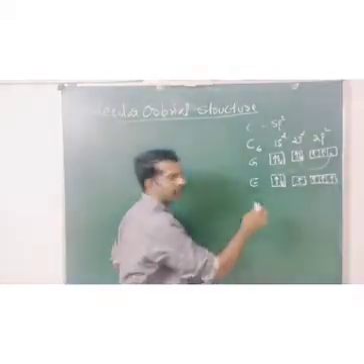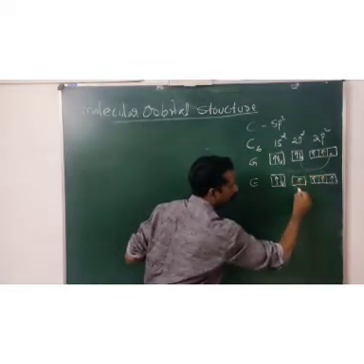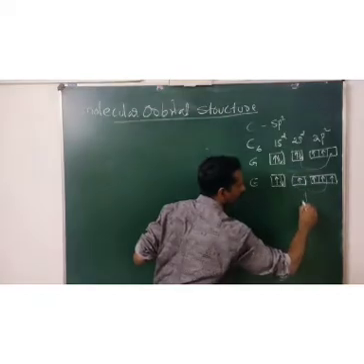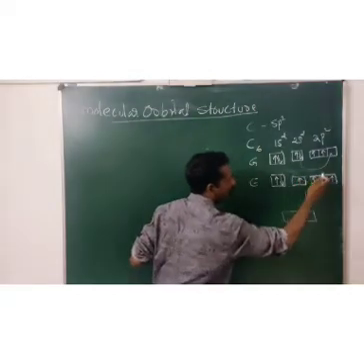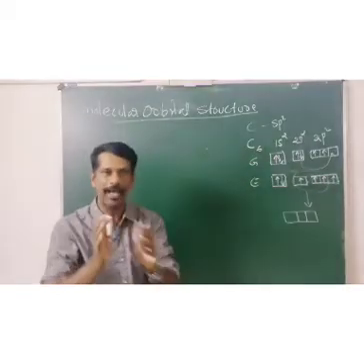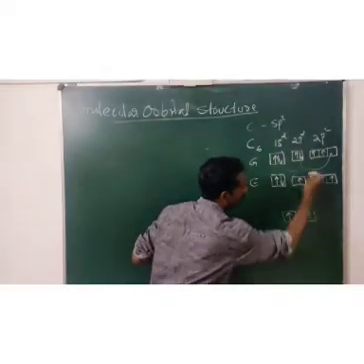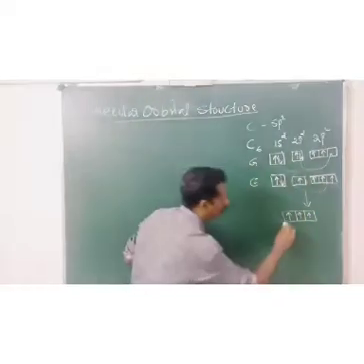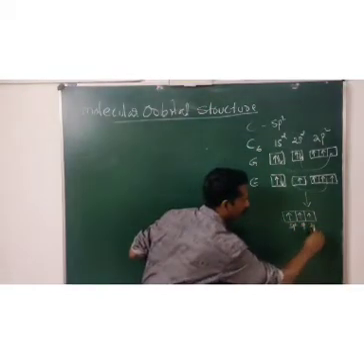Now, sp2 hybridized state, what is that? One s orbital and two p orbitals will mix together and we get three hybridized orbitals. That means when we mix one s and two p orbitals, how many hybridized orbitals do we get? We get three hybridized orbitals. Each hybridized orbital is known as sp2. This is sp2, this is also sp2, this is also sp2.